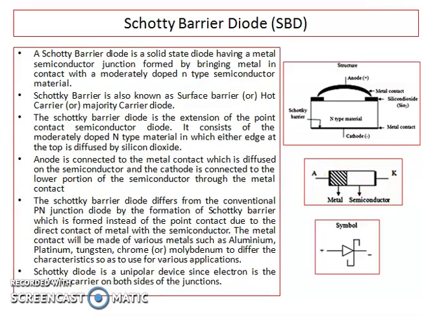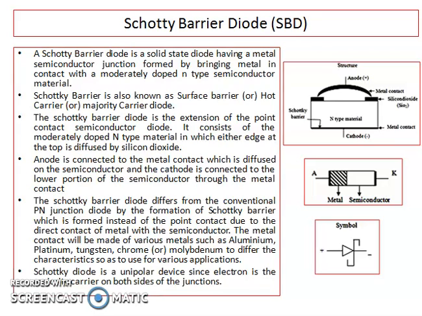The Schottky barrier diode differs from the conventional PN junction diode by the formation of the Schottky barrier, which is formed instead of the point contact due to the direct contact of metal with the semiconductor. The metal contact can be made of various metals such as aluminum, platinum, tungsten, chrome or molybdenum to differ their characteristics for various applications.